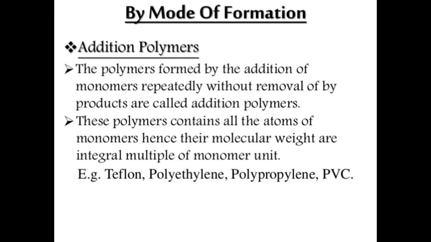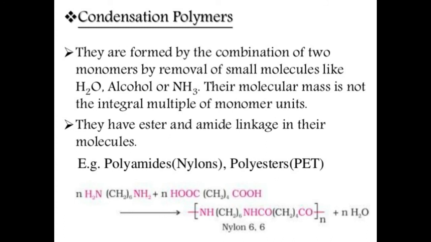Hence their molecular weight is an integral multiple of monomer units. Example के हम ले सकते हैं Teflon, polyethylene, polypropylene and polyvinyl chloride. These are the addition polymers. Now next is condensation polymers. Condensation polymers are formed by the combination of two monomers by removal of small molecules like water H2O, alcohol or NH3.